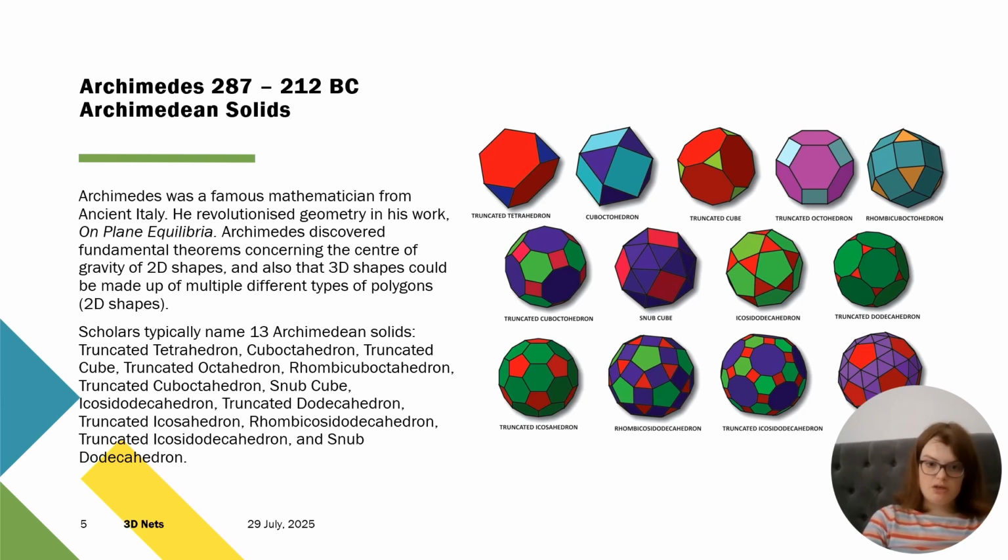Scholars typically name 13 Archimedean solids: the truncated tetrahedron, the cuboctahedron, the truncated cube, the truncated octahedron, the rhombicuboctahedron, the truncated cuboctahedron, the snub cube, the icosidodecahedron, the truncated dodecahedron, the truncated icosahedron, the rhombicosidodecahedron, and the truncated icosidodecahedron, and finally the snub dodecahedron.